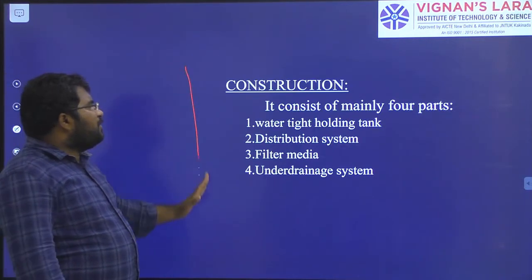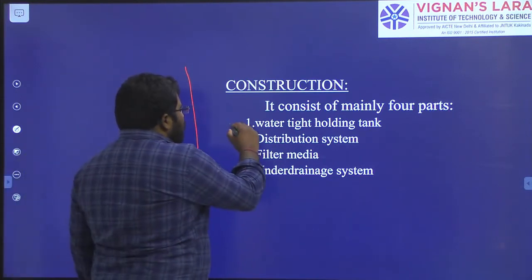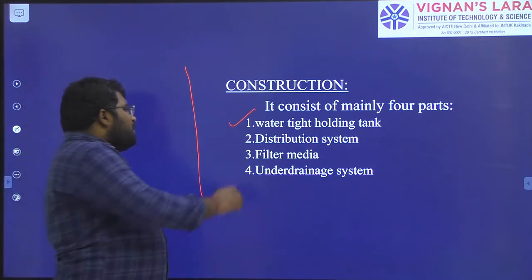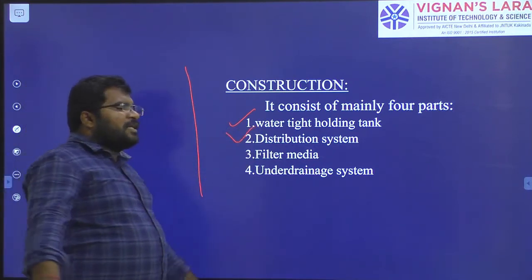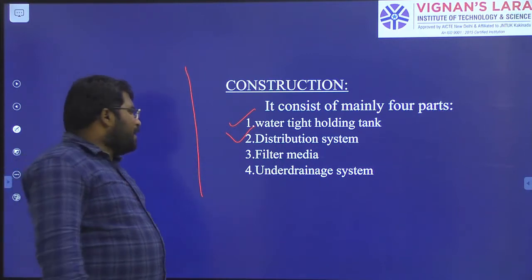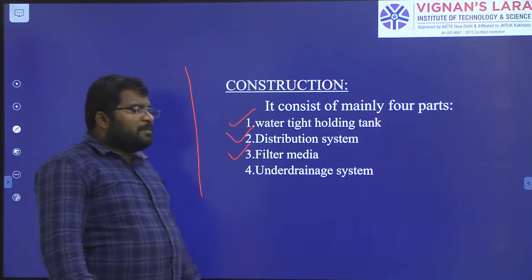So in the construction of a trickling filter, we have 4 main parts. The first one is the watertight holding tank. This holding tank may be rectangular or circular. Then we have a distribution system, that is the rotor system, right? It is going to sprinkle the wastewater over the media. Then we have the filter media for the treatment of wastewater.